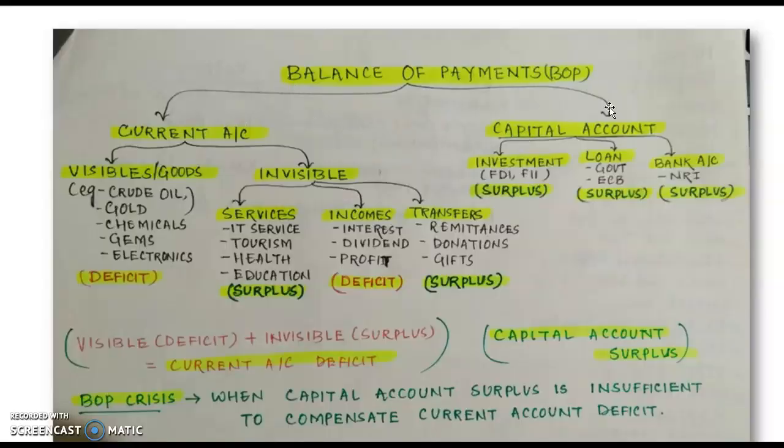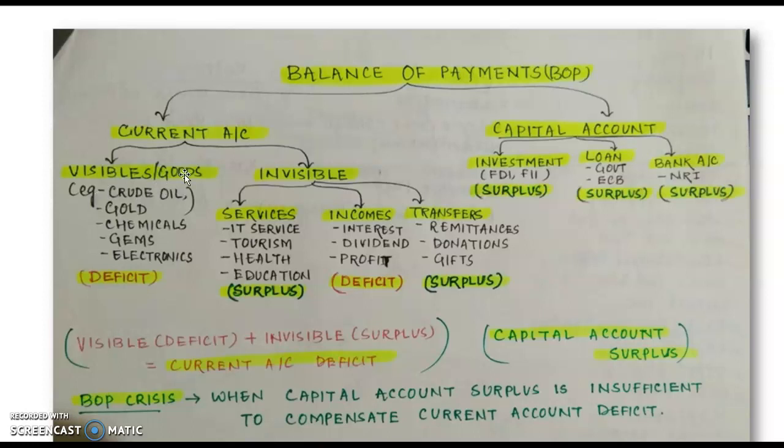Now I'll make it clear through this picture. Just look at this. This is balance of payment. It has two components. One is current account, another one is capital account. Under current account, we have visibles or goods. Another one is invisible. It consists of services, income and transfer. So we can remember it like SIT: services, income and transfer.